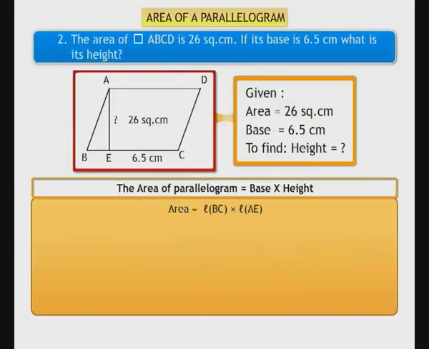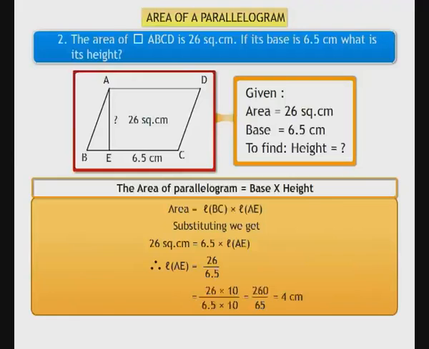We shall now see how to find the area of a triangle. Area of a triangle is equal to 1 upon 2 into base into height. Area of a right angle triangle. Area of a right angle triangle is equal to 1 upon 2 into products of the lengths of the sides forming the right angle. Let us now solve the sums based on the area of a triangle.